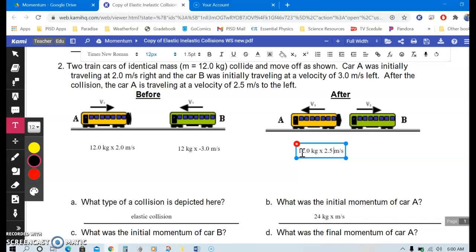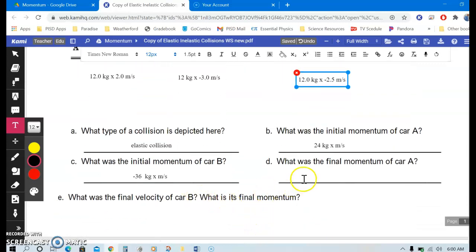But once again, it's going to the left now. So we know that it's going to be a negative. All right. And if we multiply that, I believe you will get negative 30 kilograms times meters per second.